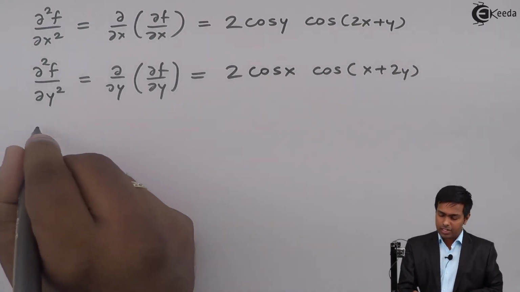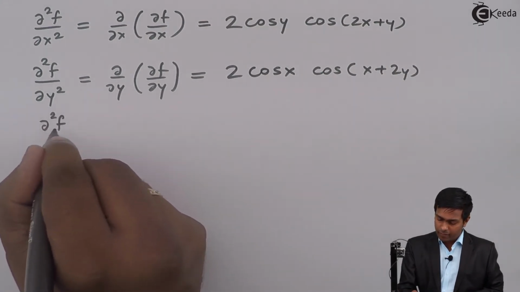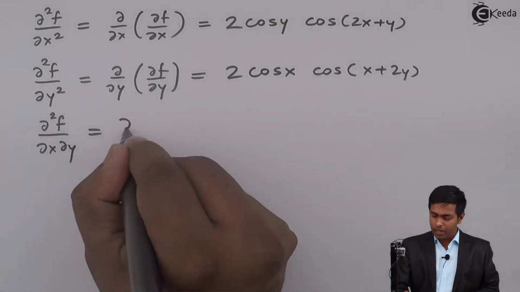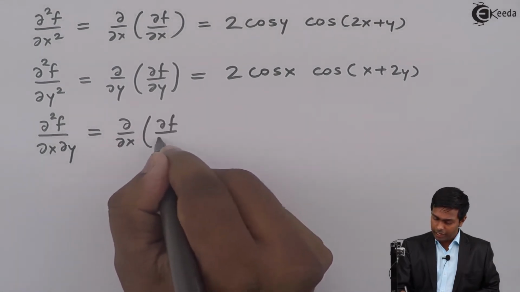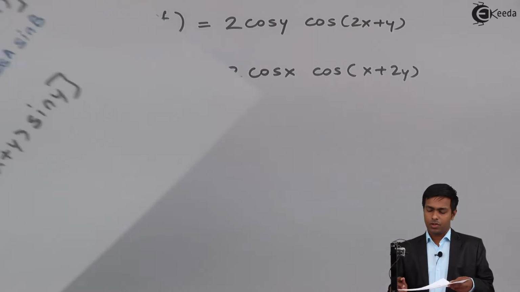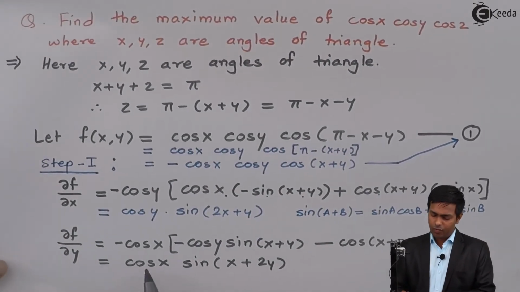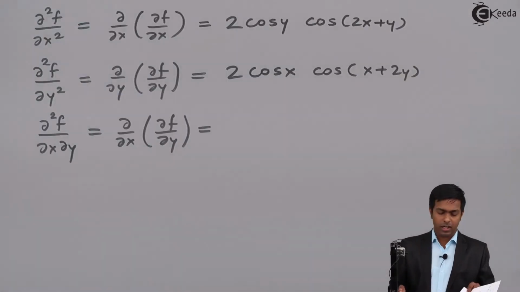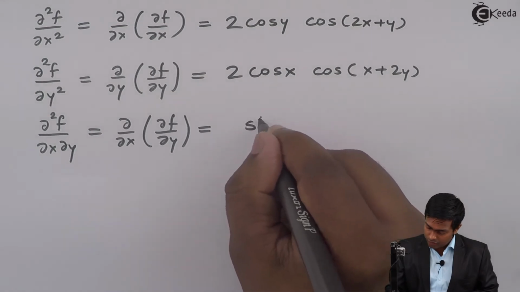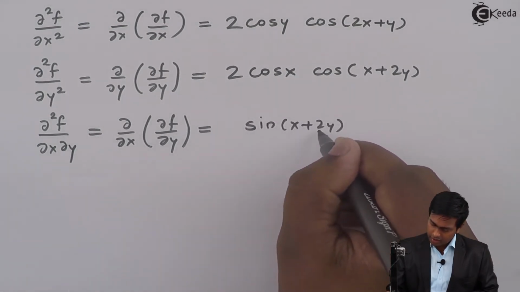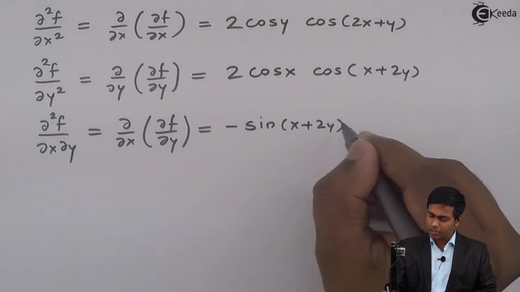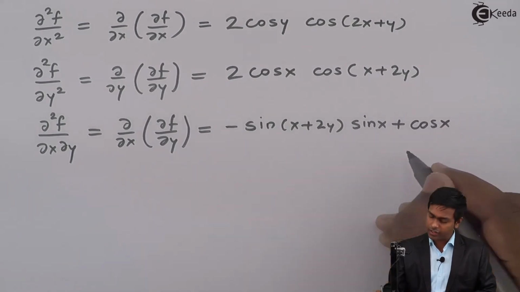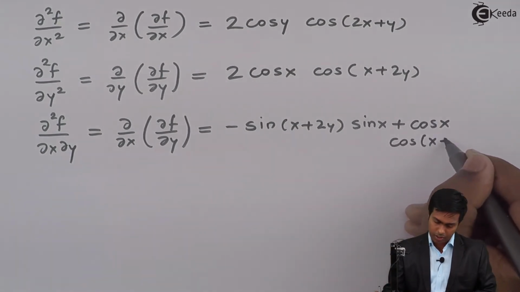Next we'll find out the last value, that is ∂²f/∂x∂y. For that we'll partially differentiate ∂f/∂y with respect to x. So we'll differentiate this value with respect to x. Both functions have x, so here we'll apply the product rule. So now let's start. sin(x + 2y) as it is, derivative of cos x is minus sin x, plus cos x as it is, and the derivative of sin is cos(x + 2y).